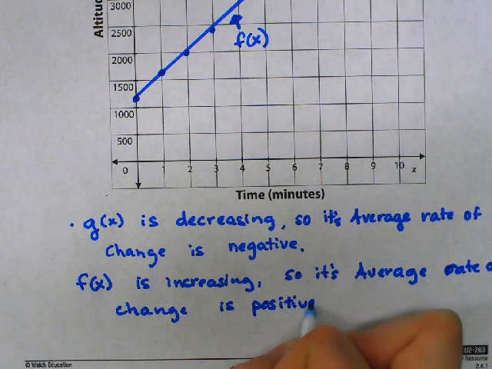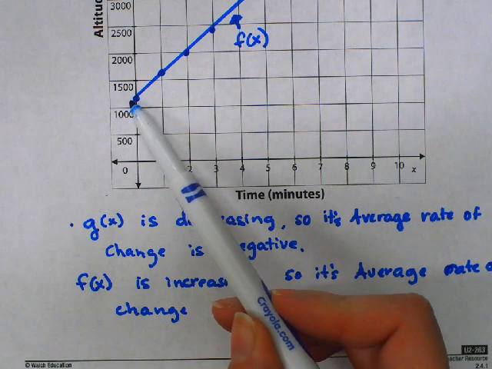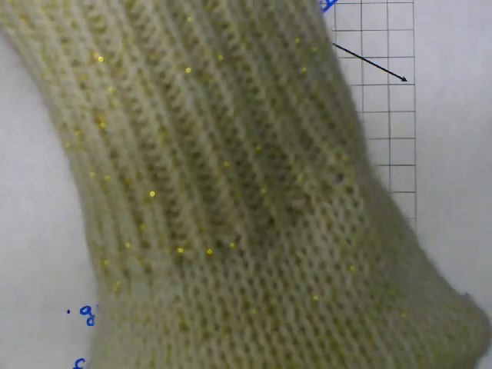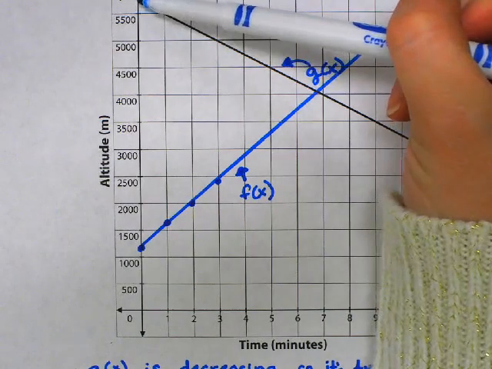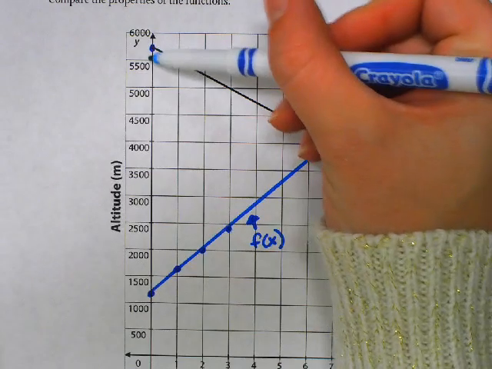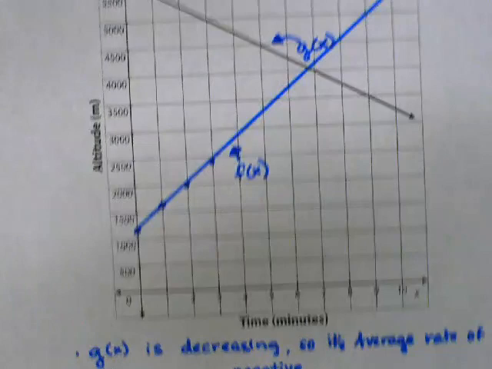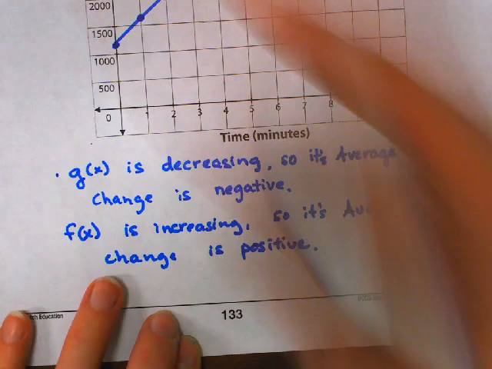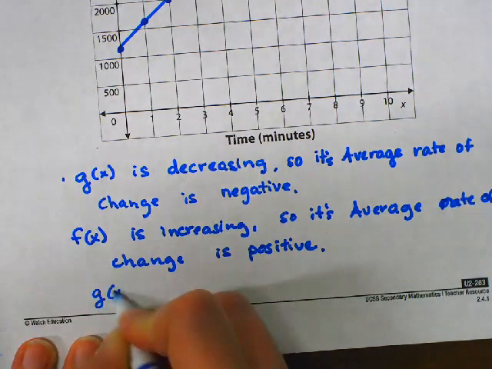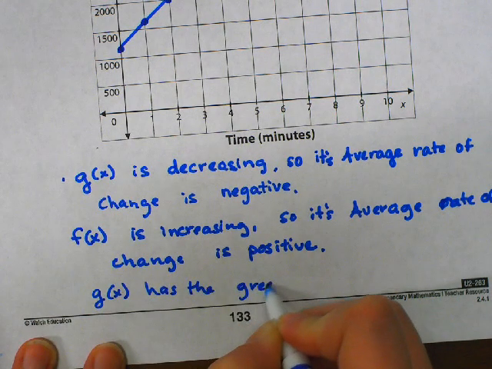And then the last thing that we've been comparing is our y-intercepts. So if I look at this, it's where it crosses the y-axis. There's 1, and then the other one is way, way up here. So I definitely feel like this dot up here is the bigger y-intercept, which goes with line g of x. So I just want to write that in my comparison. G of x has the greater y-intercept.